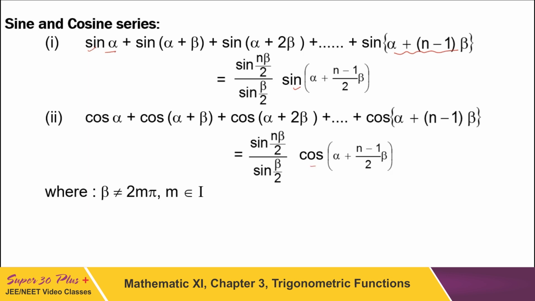And we can remember this as first angle plus last angle by 2. Because if we add the first and last angle, it is alpha plus n minus 1 beta, and dividing by 2, we get alpha plus n minus 1 beta by 2, which is written here. After comparison, you can easily find the value of beta. Then you apply this formula and find the result.